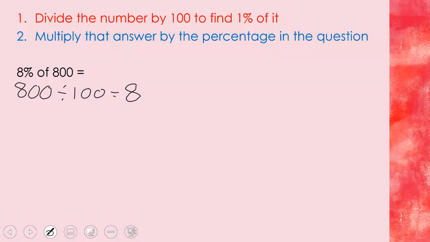Step 2, multiply that answer by the percentage in the question. So my answer here was 8. I'm multiplying it by the percentage in the question, which was 8%. So I don't need to write out percent, I can just write 8 multiplied by 8 is equal to 64. Therefore, 8% of 800 is equal to 64. Last one for you to have a go on your own. Pause the video now.